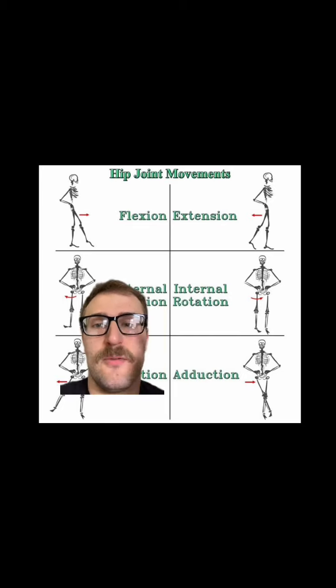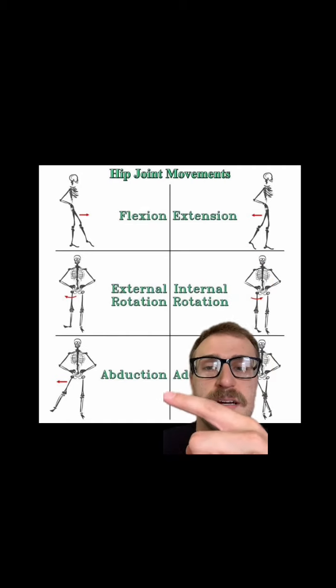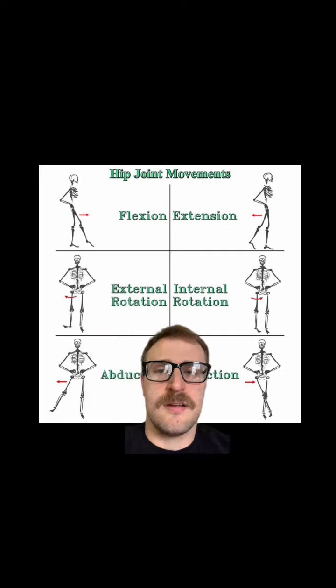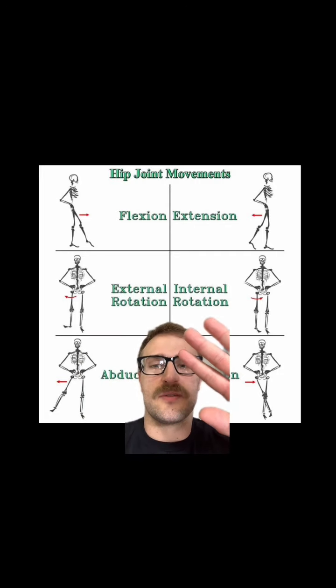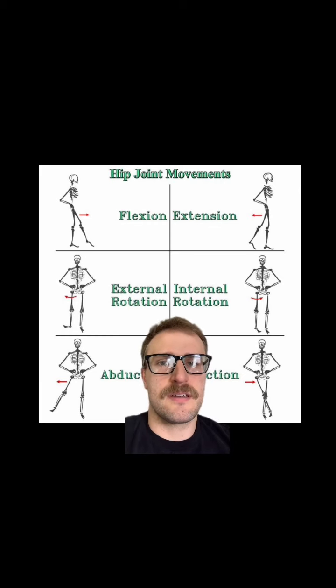We have flexion, bringing the hip forward, and extension, bringing it backwards. Abduction, bringing the hip out laterally. Adduction, bringing it back towards the midline. And we have internal and external rotation. Internal, you'll end up with your toe facing in towards yourself. External, you'll end up with it facing away, assuming we're doing it with an extended knee.